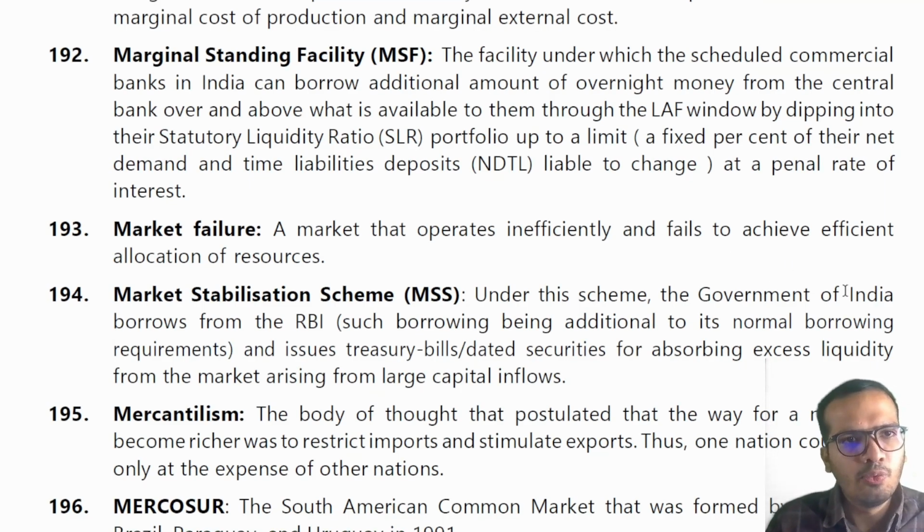Then we have number 192, marginal standing facility, MSF. So it's the facility under which scheduled commercial banks in India can borrow additional amounts of overnight money from the central bank over and above what is available to them through the LAF window by dipping into their statutory liquidity ratio SLR portfolio up to a limit of a fixed percent of their net demand and time liability deposits NDTL, liable to change at a penal rate of interest. So they can arrange some additional fund based on their SLR and NDTL amount.